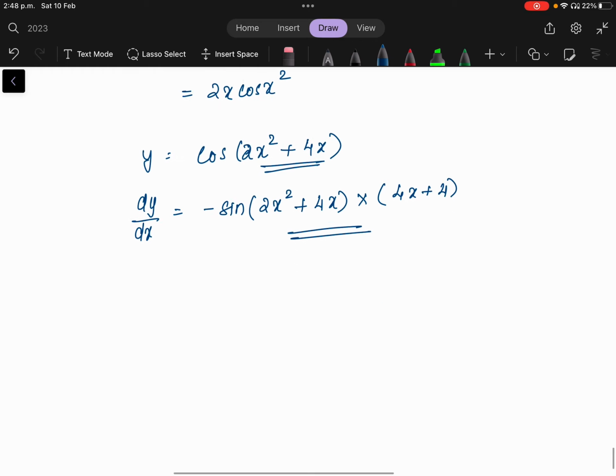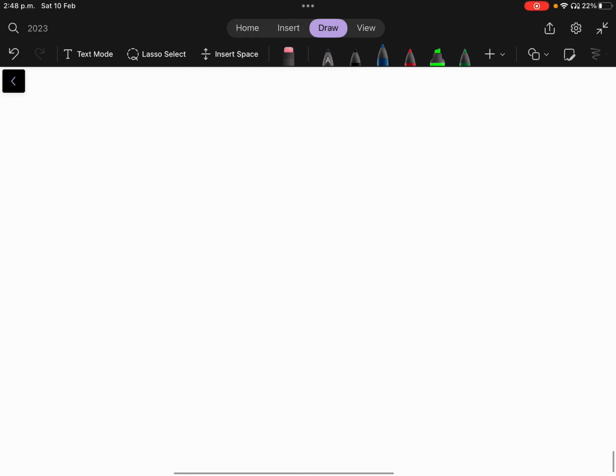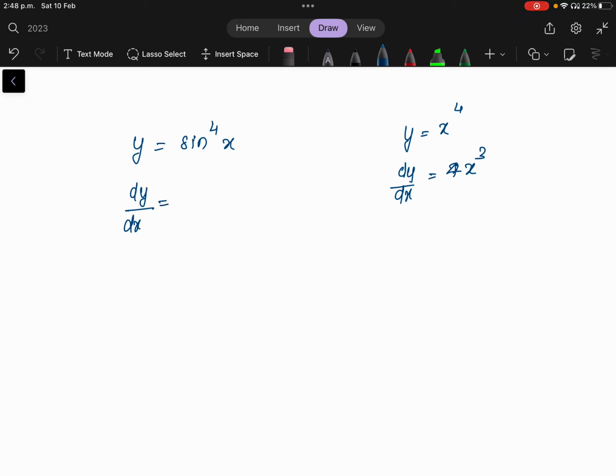Again, another one. The question is y is equal to sine to the power of 4, x. Now this will take the form y is equal to x to the power of 4, so dy over dx will be 4x to the power of 3. The same thing will happen here. So d over dx will be equal to 4 sine to the power of 3, x, times, since it is anything other than x, you have to differentiate that again. So it is cos x.